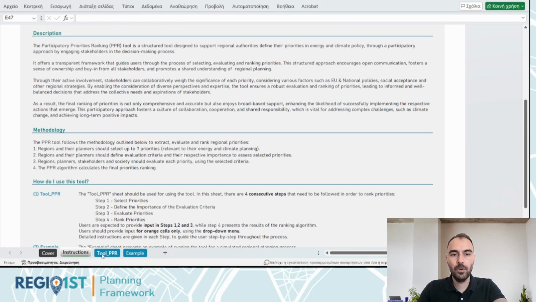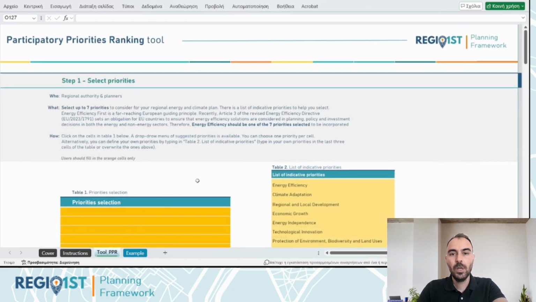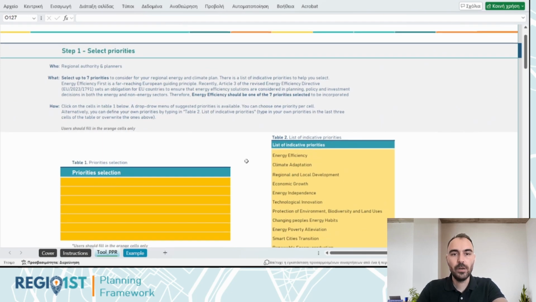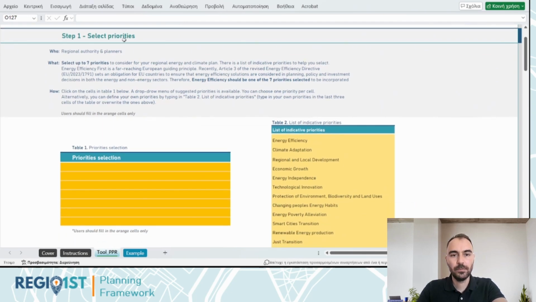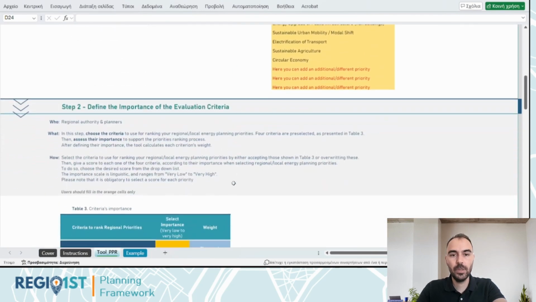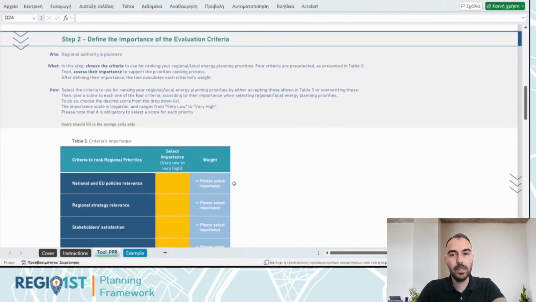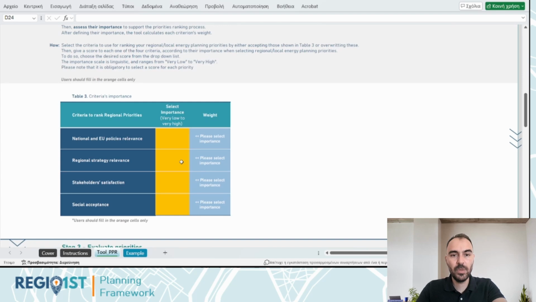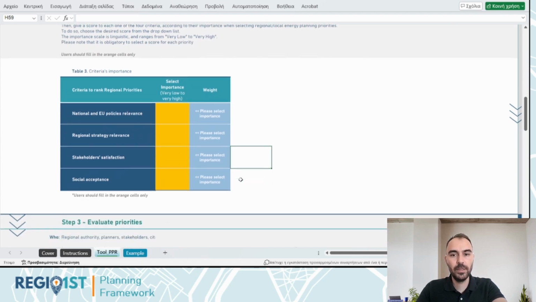The PPR tool follows the methodology outlined below to extract, evaluate, and rank regional priorities. There are 4 consecutive steps. To begin, the regional authority and planners should select the priorities for the regional energy and climate plan. Next, in step 2, the importance of the evaluation criteria needs to be determined by the decision makers so that priorities in regional and local energy planning can be ranked.